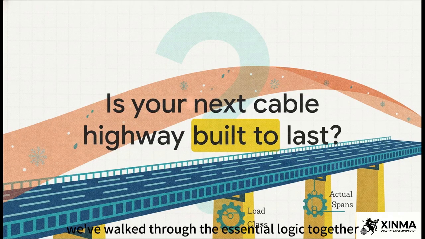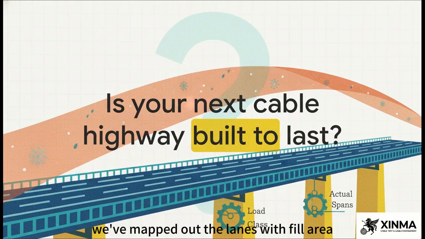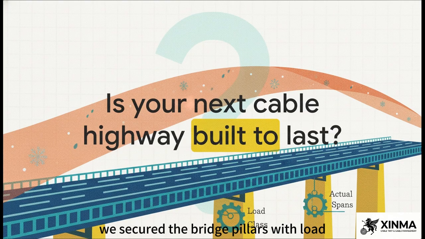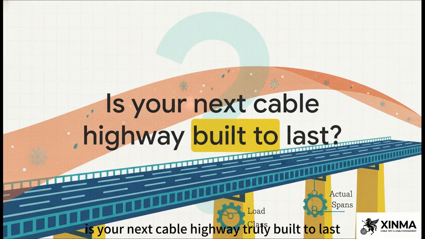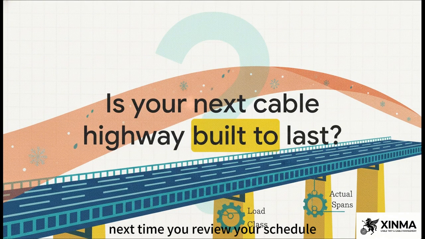So there we have it. We've walked through the essential logic together. We've mapped out the lanes with fill area, we secured the bridge pillars with load class and actual spans, and we weatherproofed the whole route with installation conditions. My challenge to you is this: is your next cable highway truly built to last? Next time you review your schedule, just remember your 3 checks. Enough lanes, strong pillars, and plenty of room for tomorrow's traffic.